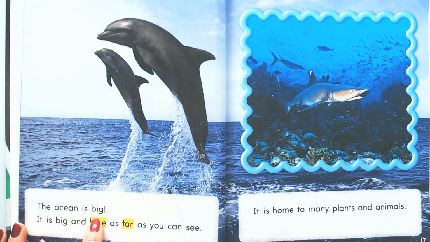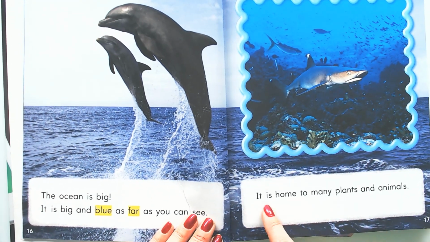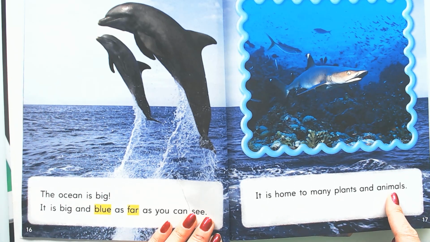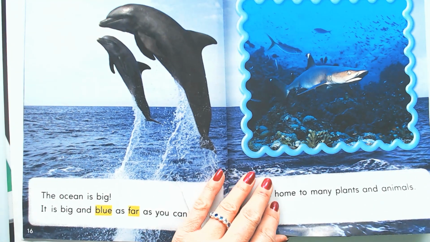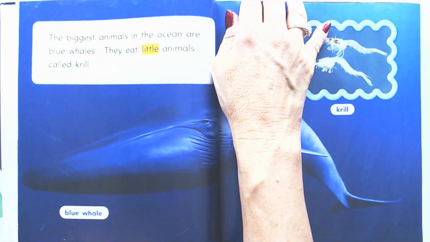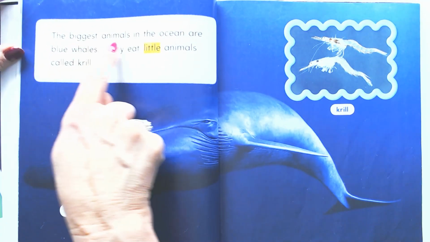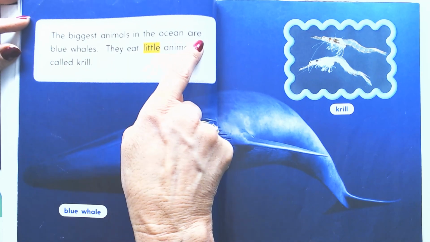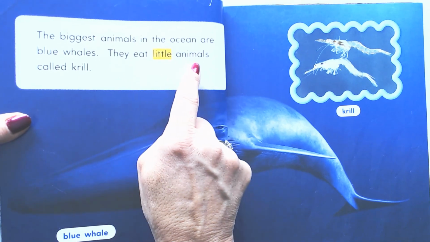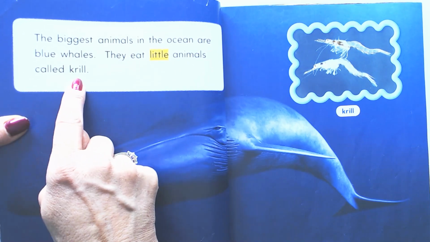The ocean is big. It is big and blue as far as you can see. It is home to many plants and animals. So like maybe we don't live there, but a lot of plants and animals do. The biggest animals in the ocean are blue whales.